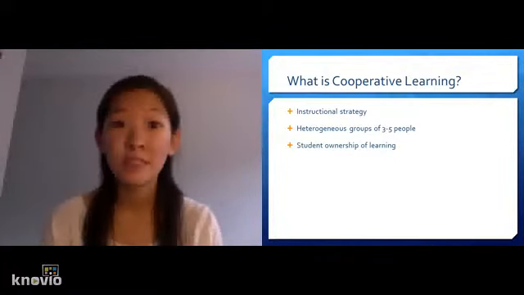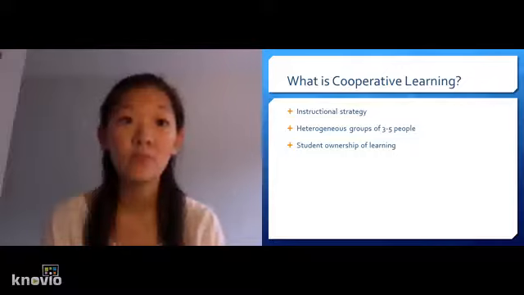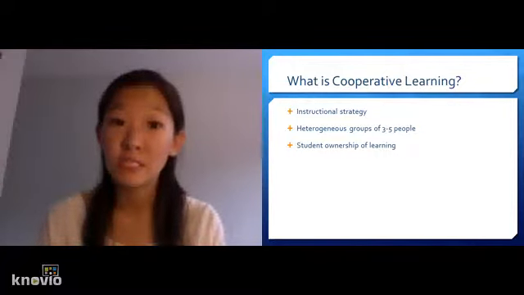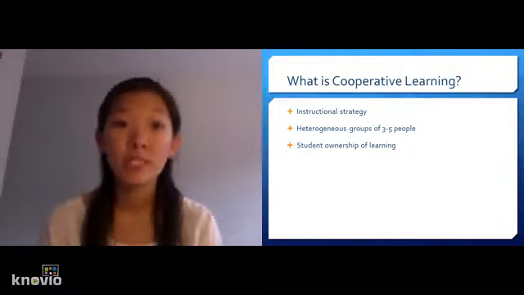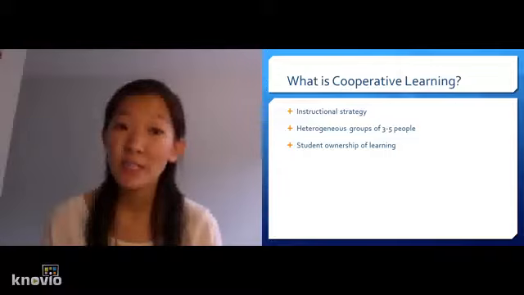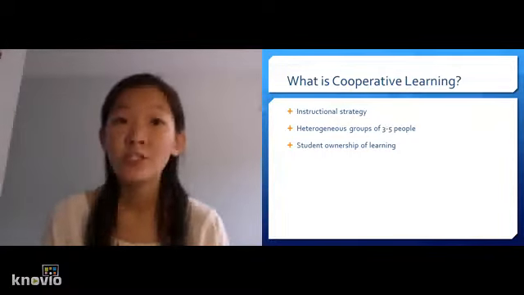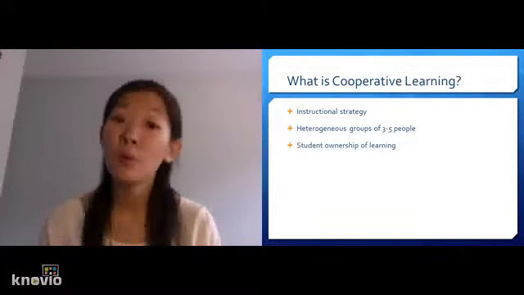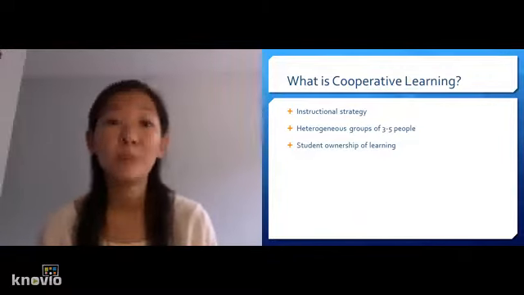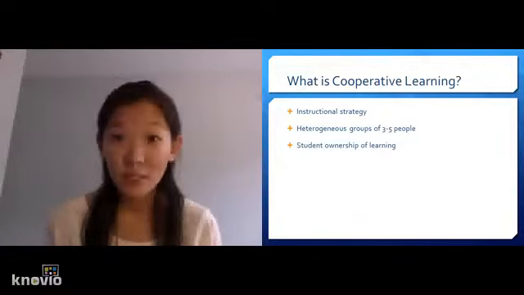Cooperative learning is an instructional strategy that usually involves groups of 3 to 5 students. In these groups, students work together to solve a problem or complete a task. It requires students to work in small groups, and it maximizes their own and each other's learning. In cooperative learning, students are responsible for not only their own learning, but also for helping their teammates learn. But how does this work exactly?